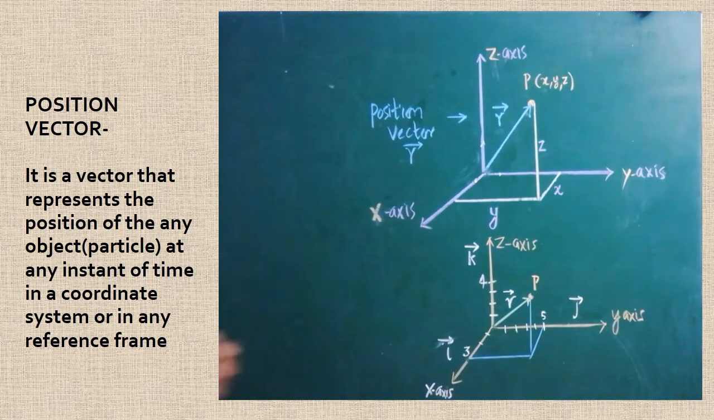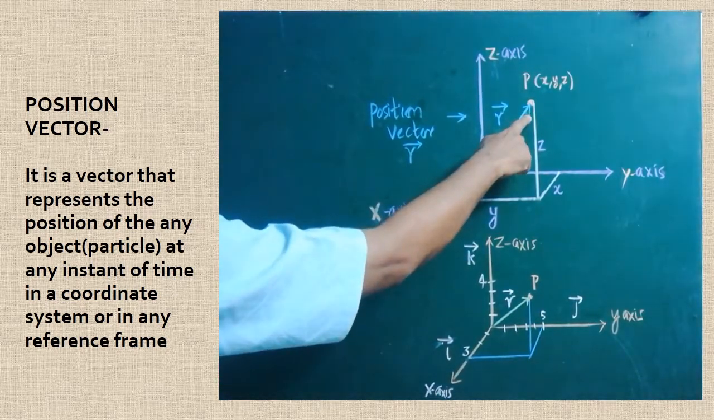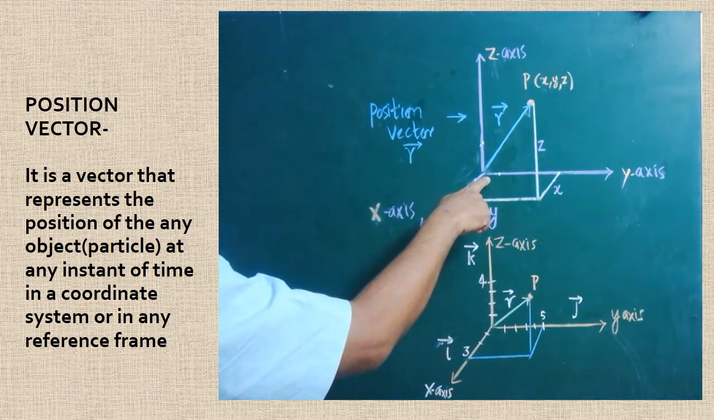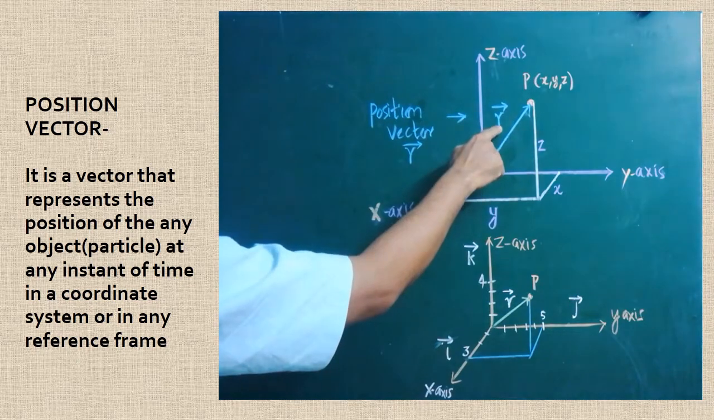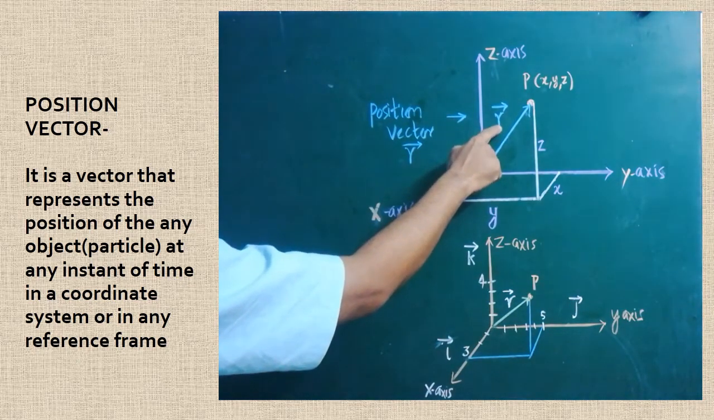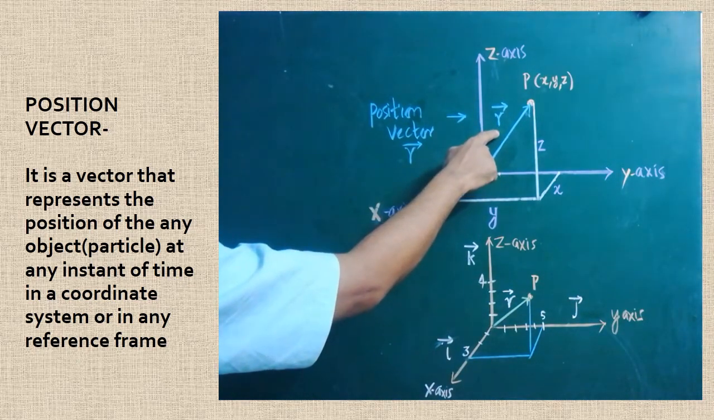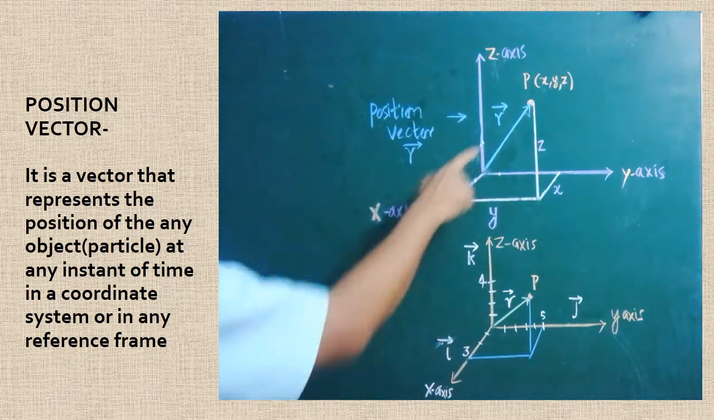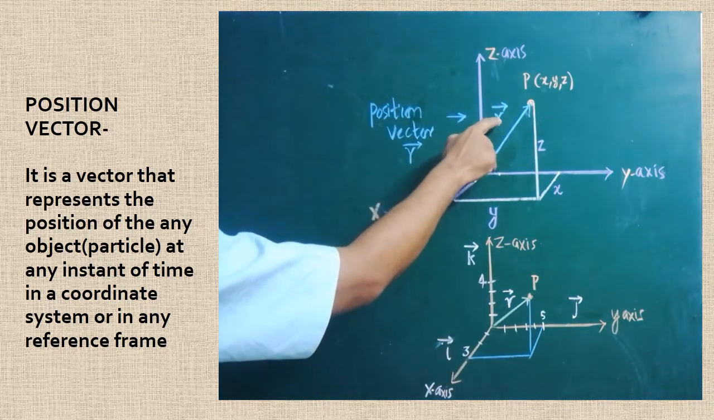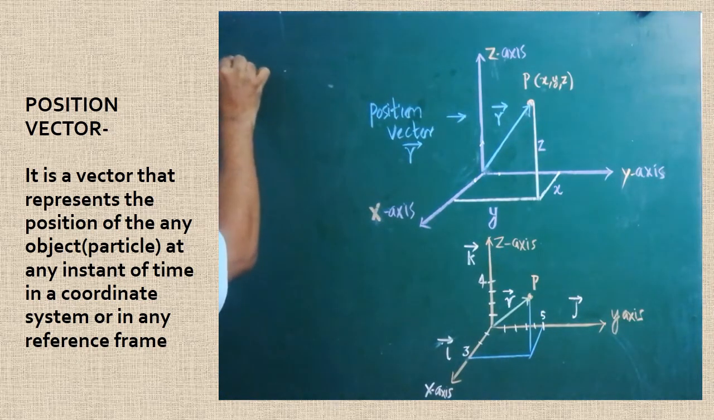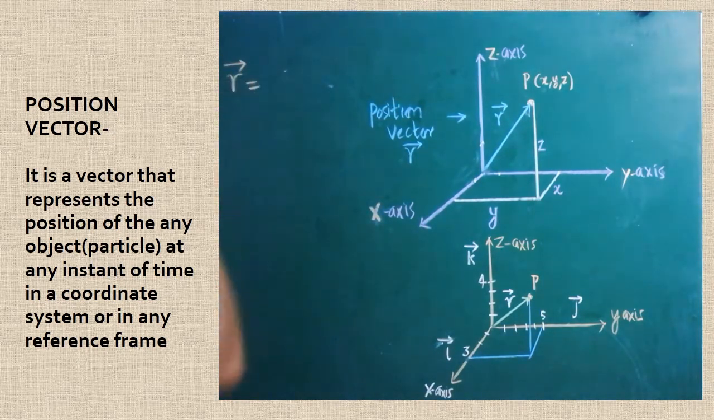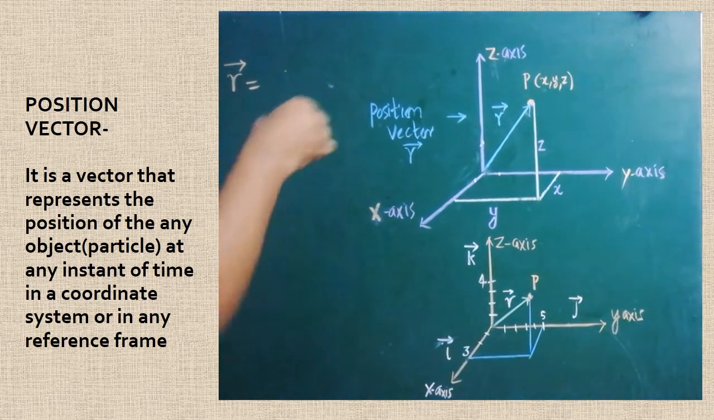Look at here, that point P is located here. Right from the origin, we are able to locate at what distance that point P is there, and that can be represented by this vector. This is called position vector R vector. Here, to get this position vector, we have to use one formula, one expression. That is nothing but R vector is equal to. R vector is nothing but the position vector of point P.